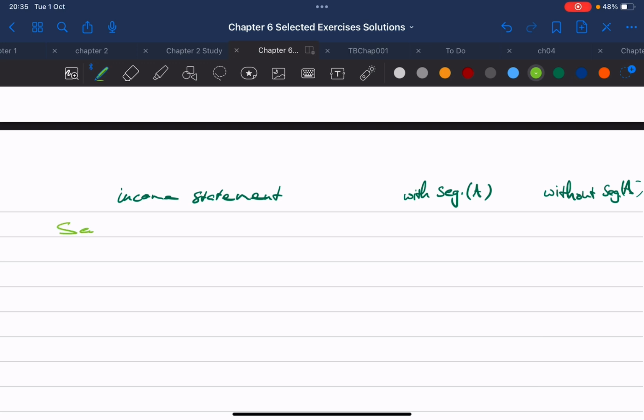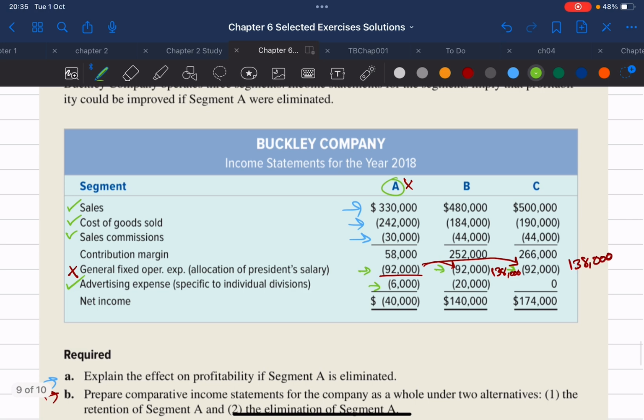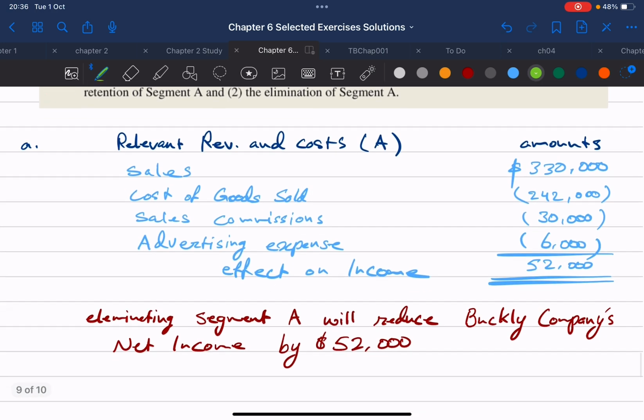So here, sales. Okay, I'm sorry, I'm going to have to take you up and down a little bit with me so I can get the numbers. If we kept segment A, our sales is going to be the total here, right? 330,000 plus 480,000 plus 500,000. So let me do the math. 330,000 plus 480,000 plus 500,000. That's 1,310,000.